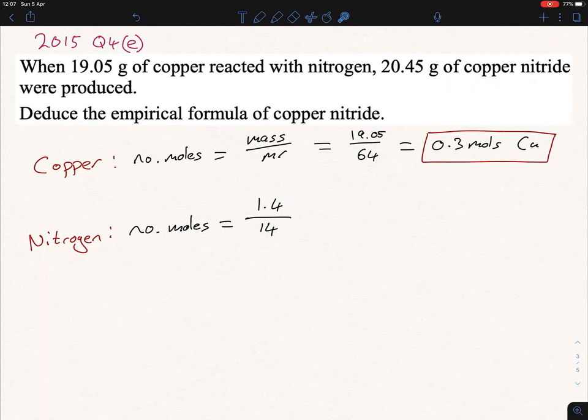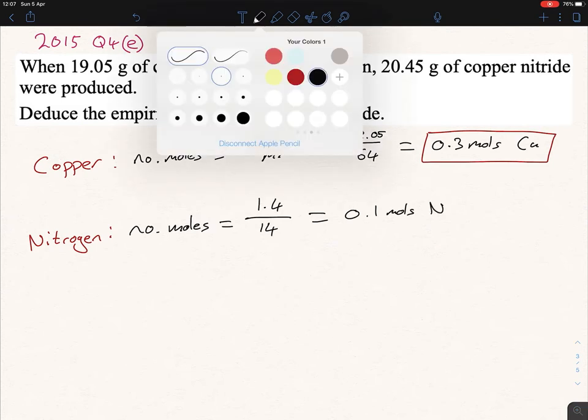So when you divide that by 14, that's easy enough. We want to get our 0.1. 0.1 moles, and we're dealing with nitrogen. So let's put a little box around that there.